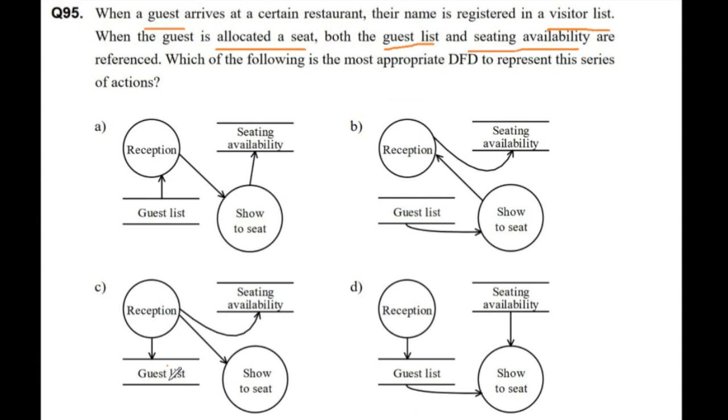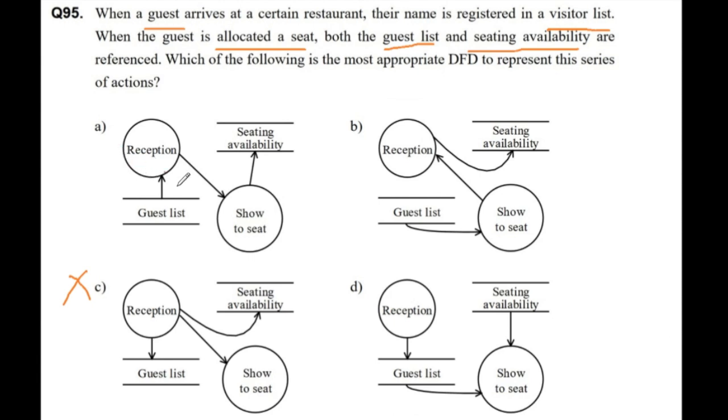So if we have guest list and seating availability, reception is pointing to the guest list and seating availability. But I think what we need is to allocate a seat. So we need some way to connect seating availability and the guest list with the show to seat. I put an X mark on letter C because we're connecting seating availability and guest list with the reception.